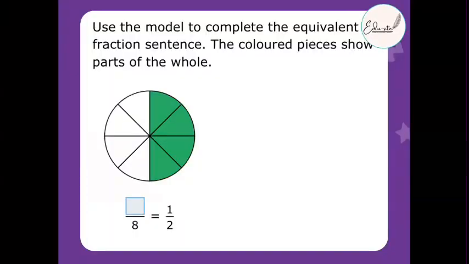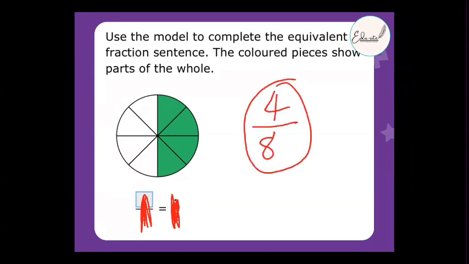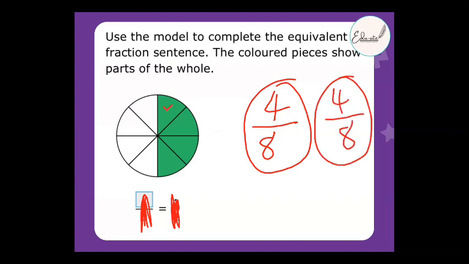And the next one here, Aisha, is use the model to complete the equivalent fraction sentence. The colored pieces show the parts of the whole. Now, please tell me equivalent to each. Is it 4 out of 8? Yes, excellent. If you want to calculate for the shaded part as well as non-shaded part, 4 are shaded and 4 are not shaded. Both are same, correct? For shaded also, non-shaded also. That's great, mashallah.